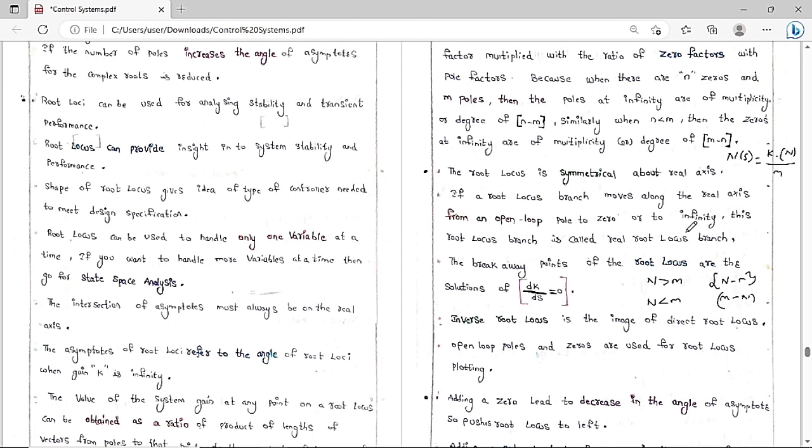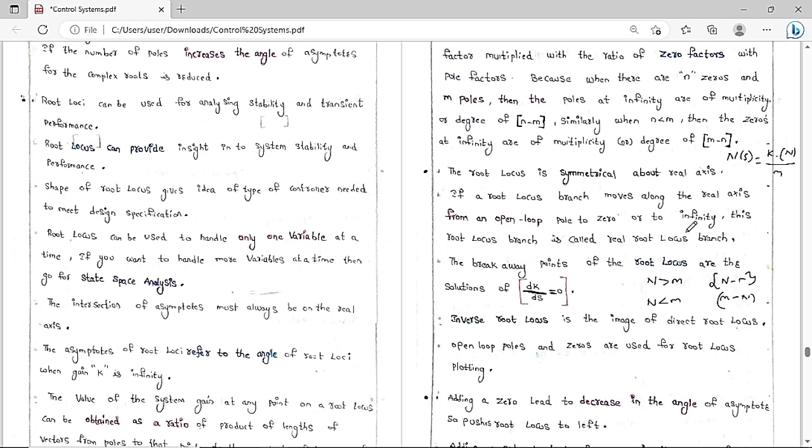The next point is that the inverse root locus is the image of the direct root locus. I've already told you about the direct root locus, and the inverse root locus also, in detailed explanation. So we can say the inverse root locus is basically the image of the direct root locus.